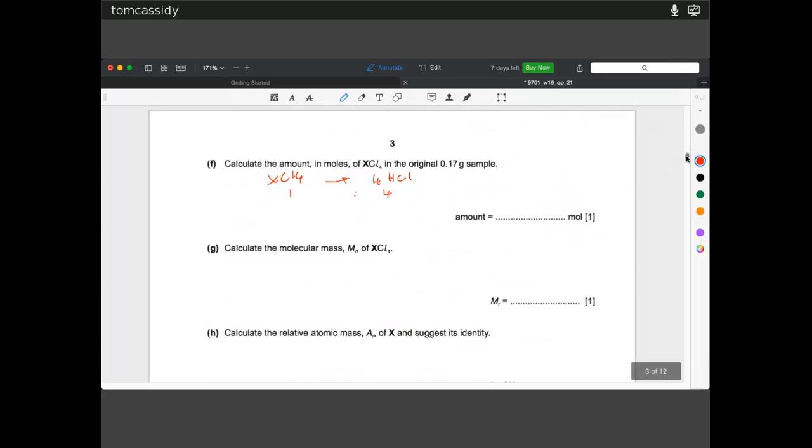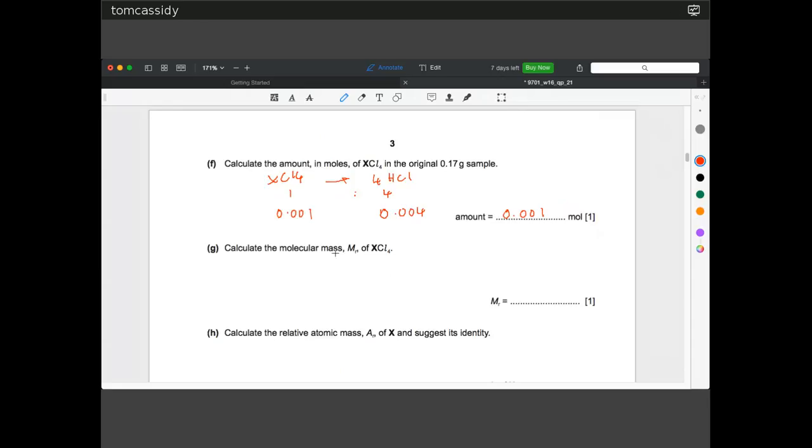Scroll down. The amount of hydrochloric acid was 0.004 moles. We calculated that just now. And because we've got this ratio, then the amount of this tetrachloride, of course, must be 0.001 moles.